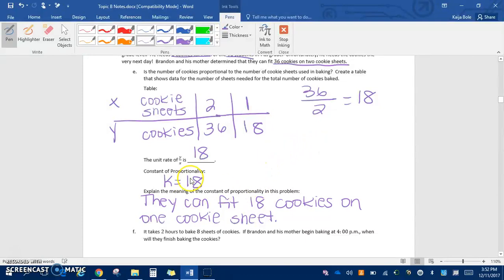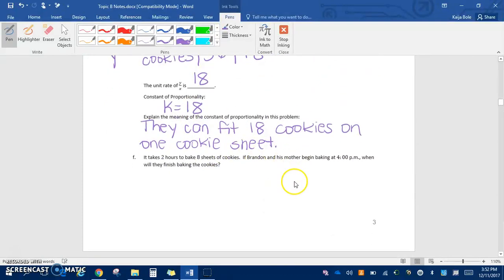Alright, so that's all that we're going to do together. I do want you to try part F on your own, and then don't worry about the next page. We will do that in class all together tomorrow. So go ahead and try part F, and if you have any questions, bring those to class.